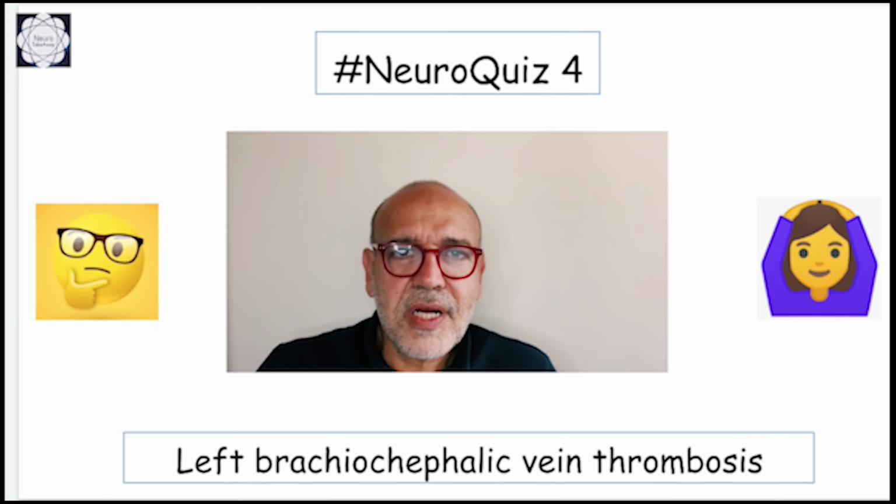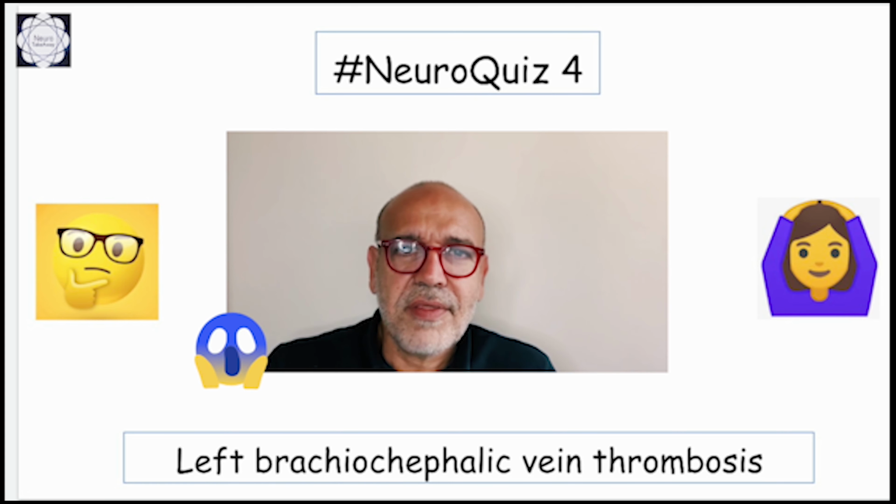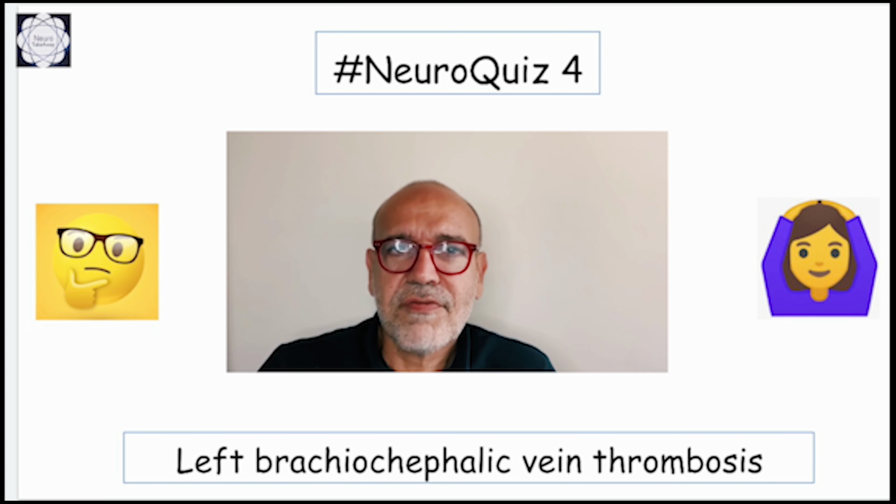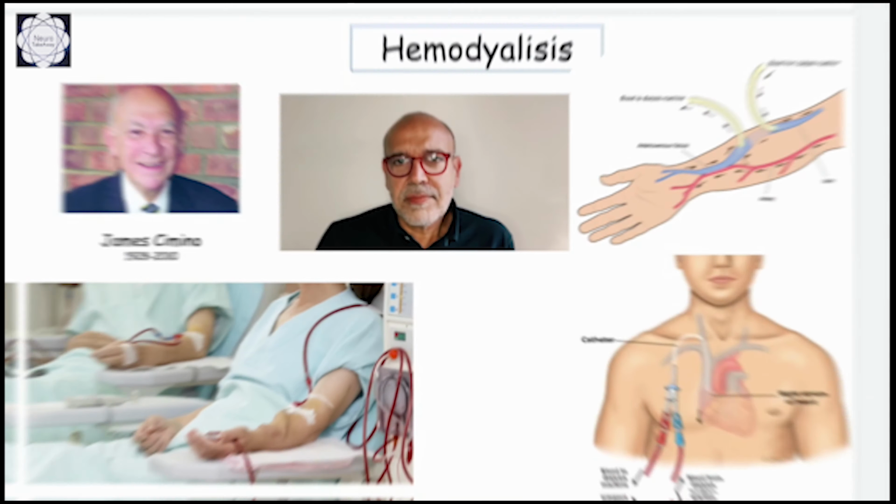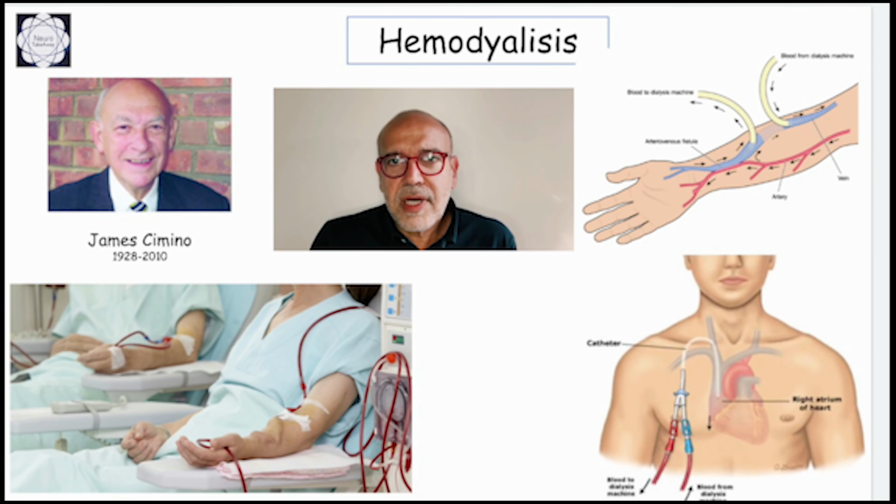Today we are going to reveal our fifth NeuroQuiz, and the diagnosis is thrombosis of the left brachiocephalic vein. To kick off, I would like to remind you that in 1966, Professor James Cimino from New York described for the first time the use of brachial arteriovenous fistula for hemodialysis. It was a very innovative procedure because it was relatively simple, with very few complications, durable and reliable.